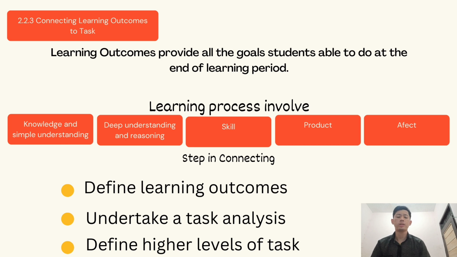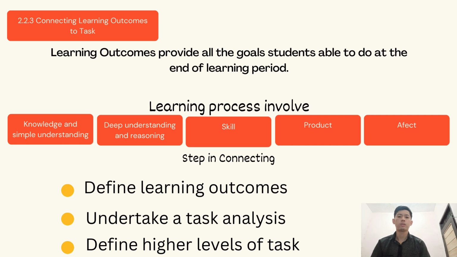The first one is knowledge and simple understanding. The second one is deep understanding and reasoning. And the third one is skill. The fourth is product. And the fifth is effect. Knowledge and simple understanding is know-how. Deep understanding and reasoning. Skill, which is development and proficiency. Product, which is performance. And effect, which is personal development, self-efficacy, self-assessment, and goal setting.